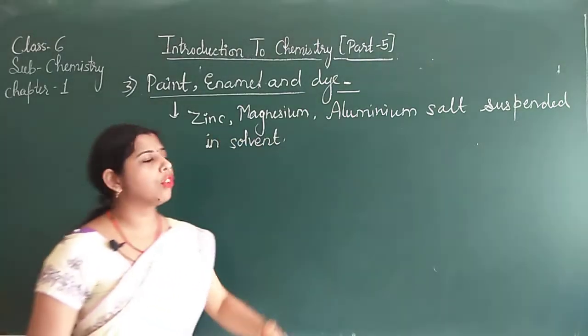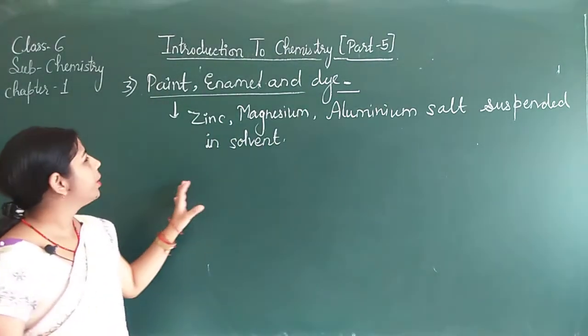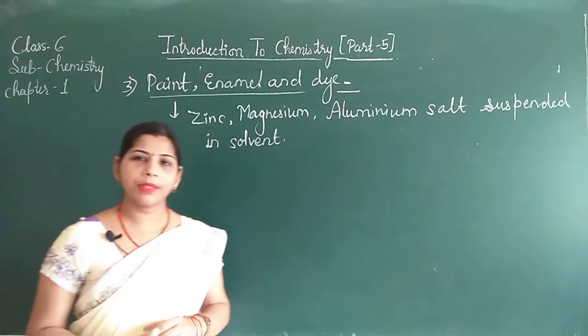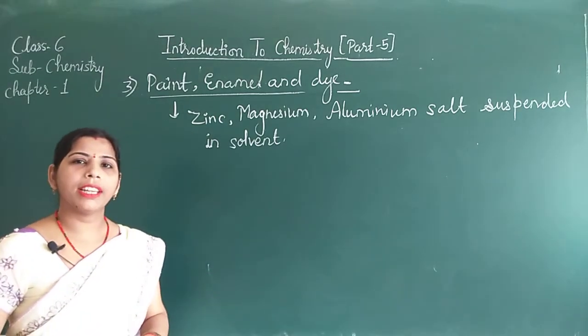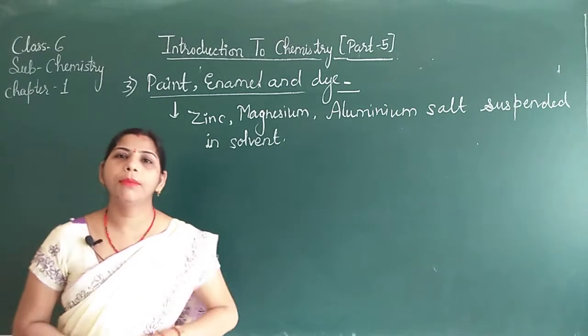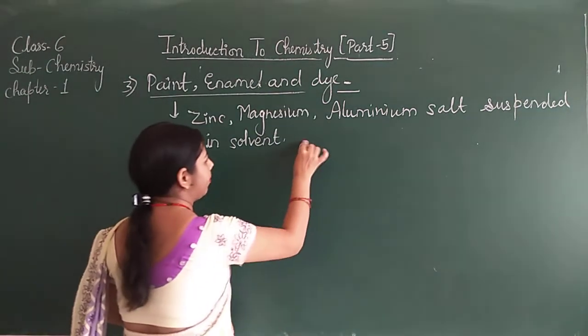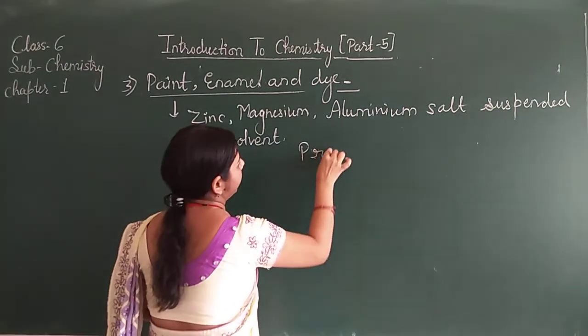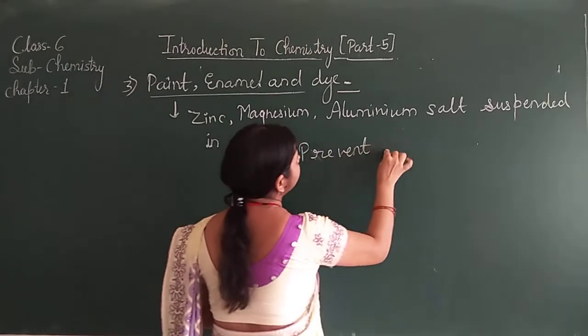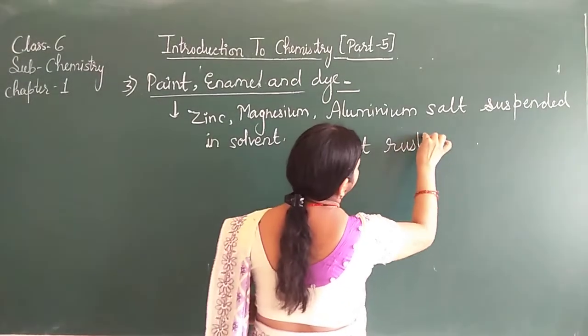Now what is the use of paint? I already told you that paint is a colored substance, so it is used for protecting the building. It is also used to make the building attractive. It also prevents rusting.